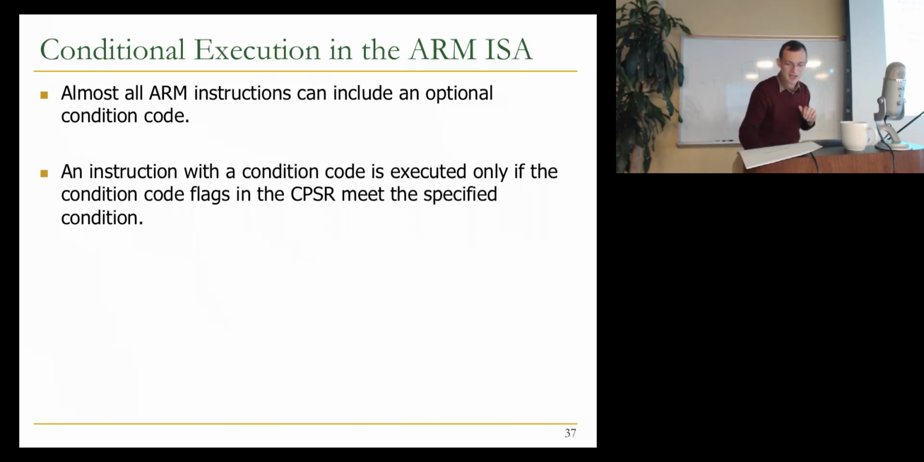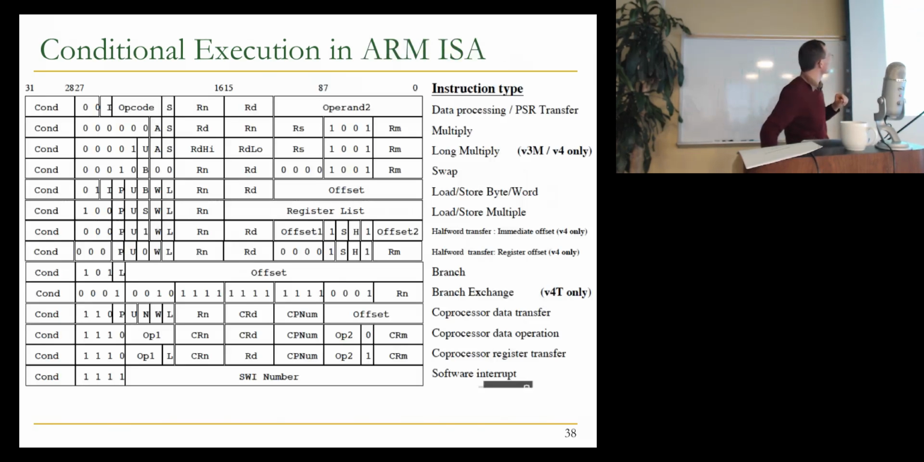Let's take a look at ARM very quickly. I don't think I'll spend a lot of time because we don't have a whole lot of time. But basically, ARM instructions can include an optional condition code. And an instruction with a condition code is executed only if the condition flags in the CPSR, the current program status register, meet the specified condition.